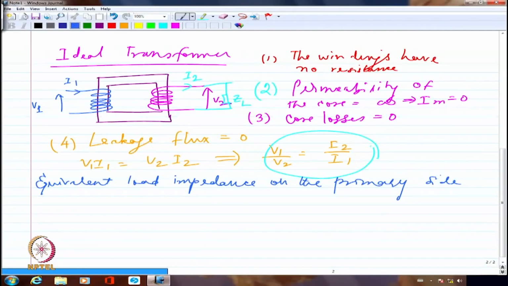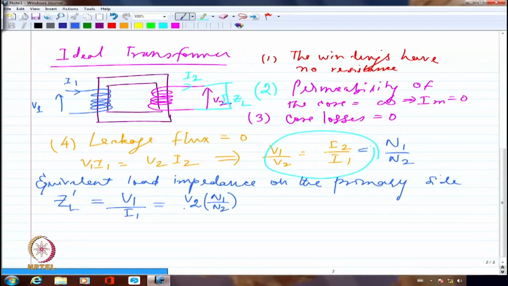For that, what I have to do is, let me call that ZL dash probably, because ZL is the actual impedance connected on the secondary side. ZL dash is the equivalent impedance I am visualizing from the primary side. That should be equal to V1 by I1. Right? Only then will I call it the equivalent impedance as I visualize from the primary side. But V1, we wrote already, V1 by V2 equal to N1 by N2. So I should be able to write this V1 as V2 multiplied by N1 by N2.